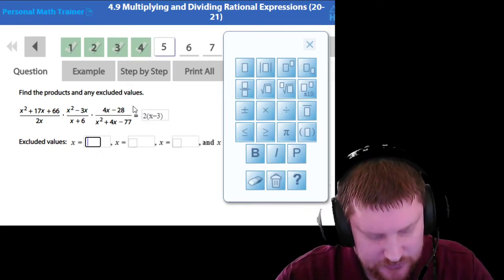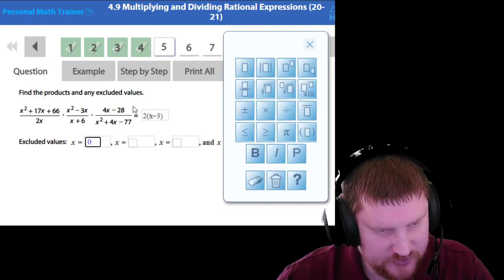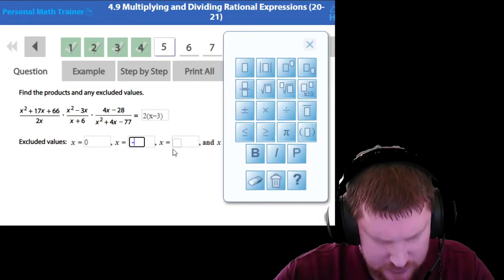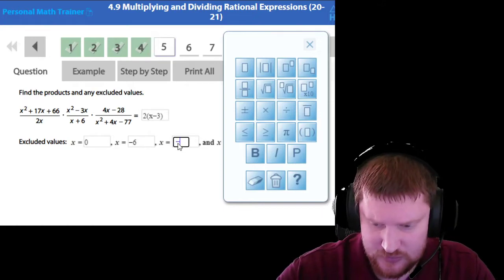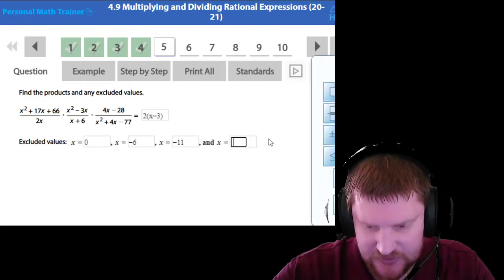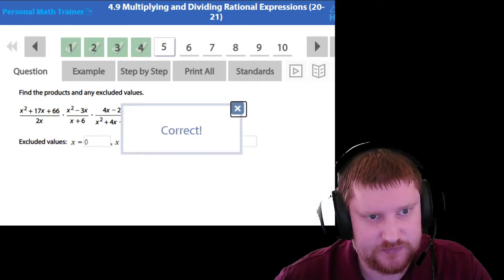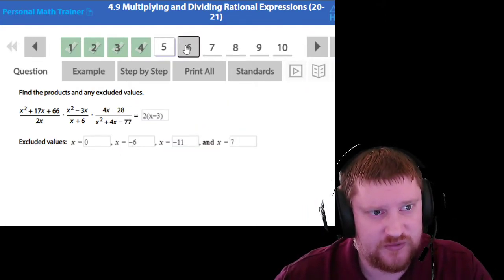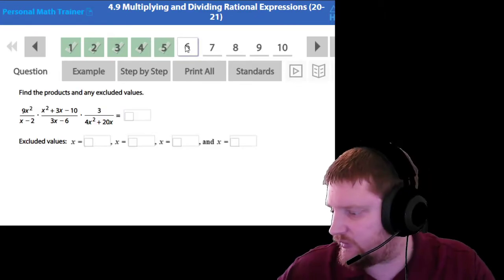And excluded values, they don't ask for a specific order, so I'll just put them in the order I have them. So that's 0, negative 6, negative 11, and 7. Perfect. So there's the first 5.